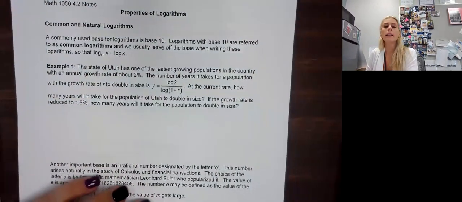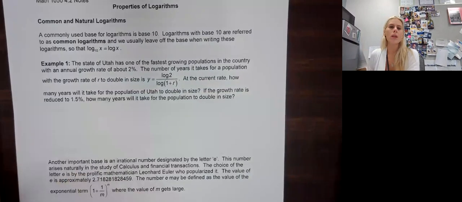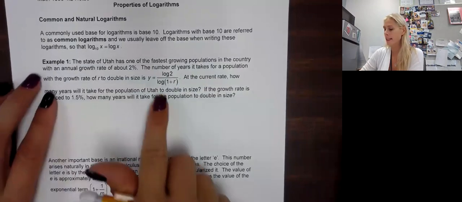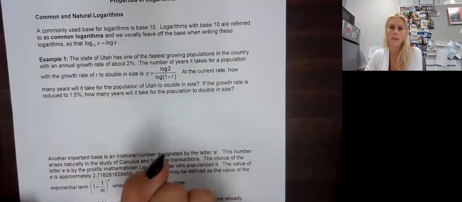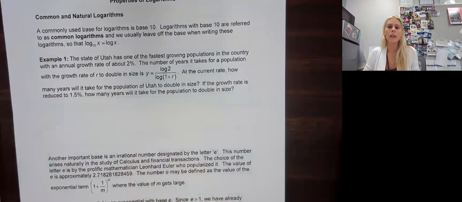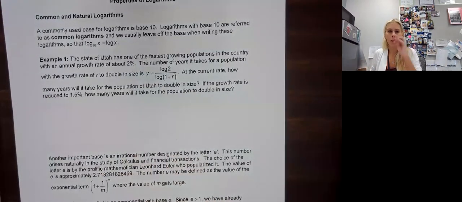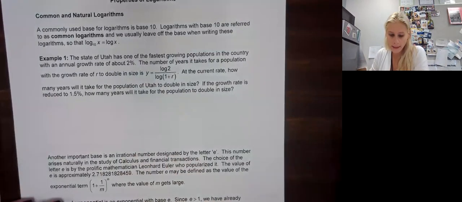Okay, so example 1. The state of Utah has one of the fastest growing populations in the country with an annual growth rate of about 2%. The number of years it takes for a population with the growth rate of R to double in size is this. So it gives us our equation for us. At the current rate, how many years will it take for the population of Utah to double in size?